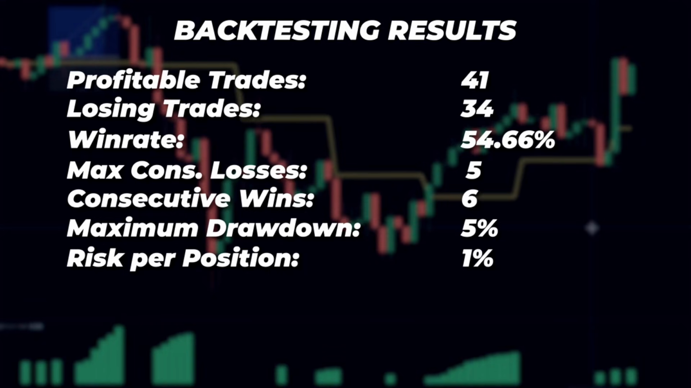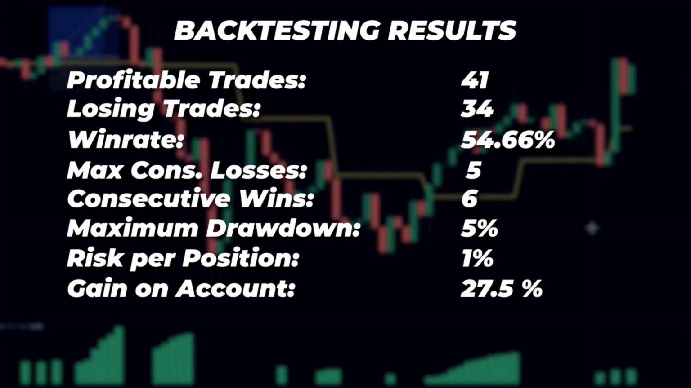One thing we can't determine without real-time data is the floating drawdown, how much the price fluctuated before hitting a stop loss or take profit. However, the closed trades drawdown gives us a solid reference point. In total, the strategy resulted in a 27.5% gain on the account. For those wondering how long it took to find these entries, all 100 trades occurred in approximately 2 months.